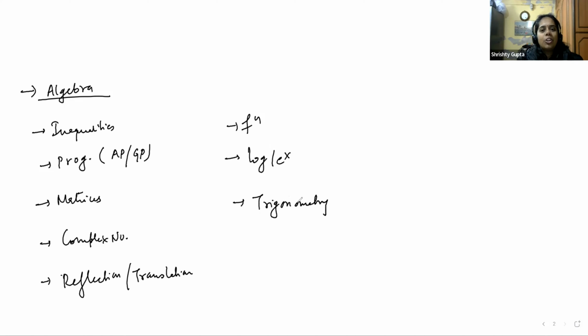Now when I talk about trigonometry, they talk about the basic trigonometric ratios, the basic identities, that is sine square theta plus cos square theta is equal to 1. Then they talk about the unit circle part. Then a little bit about the sine law and the cosine law. The knowledge of sine law and cosine law is required, but no in-depth knowledge is required for this.